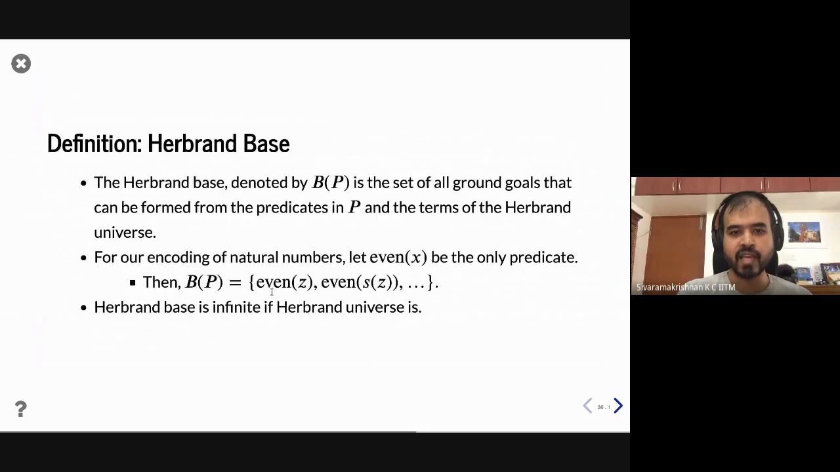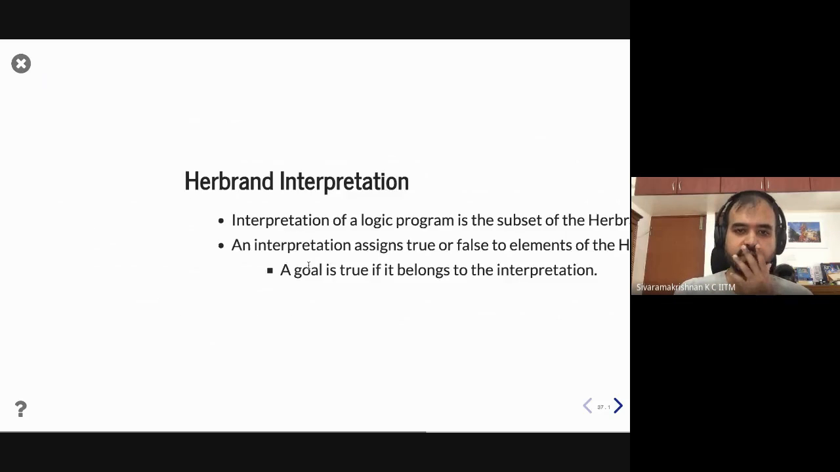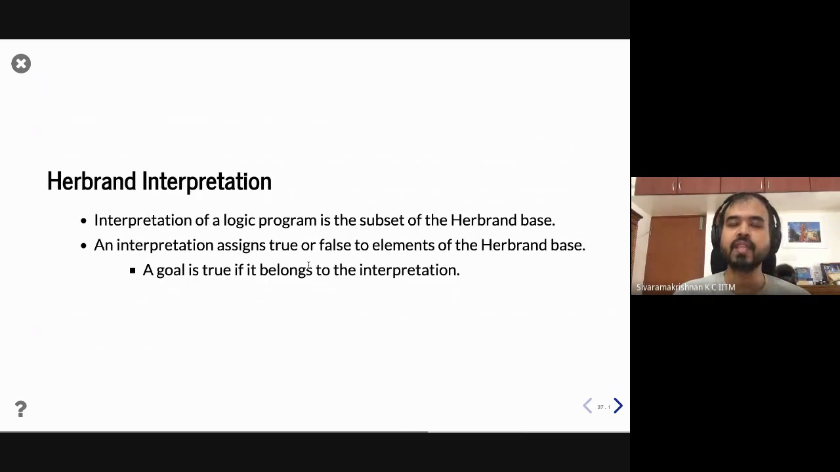So when I pick something which says even of z, drops even of s of z, but only has even of s of s of z, implicitly that particular interpretation is saying that even of z is true, even of s of s of z is true, and so on. That's the idea of having a Herbrand interpretation.